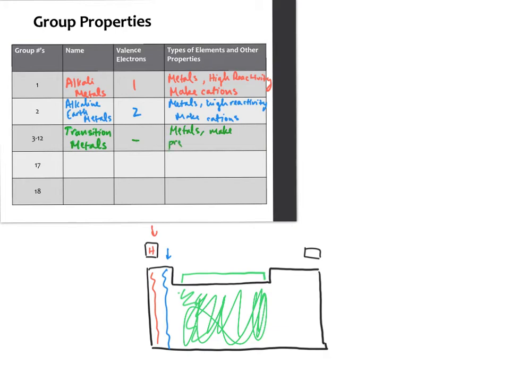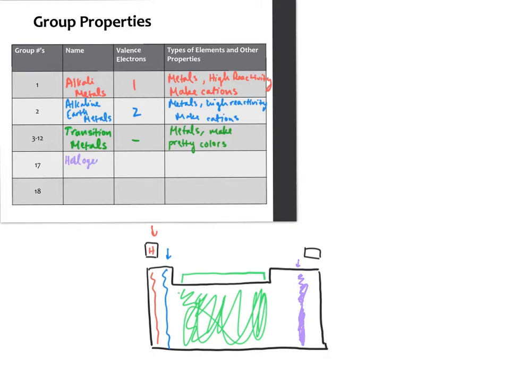And they make pretty colors. Yay, pretty colors. So if you think back to the flame test lab we did, iron had a really bright orange. If you did copper, it was green. If you had cobalt, it was like blue. So those are examples of transition metals that make all these pretty colors. Next, we move on to group 17 right here. Okay, so these guys are called the halogens.